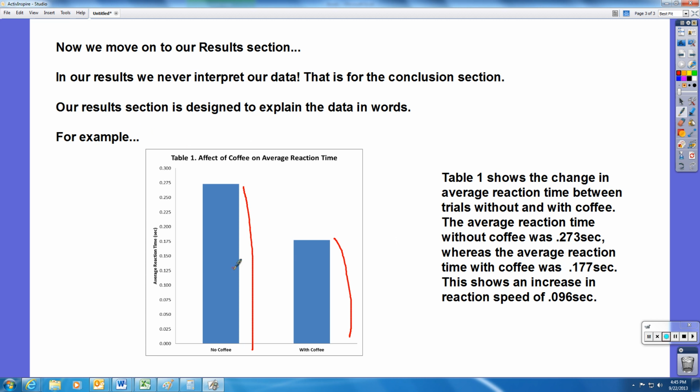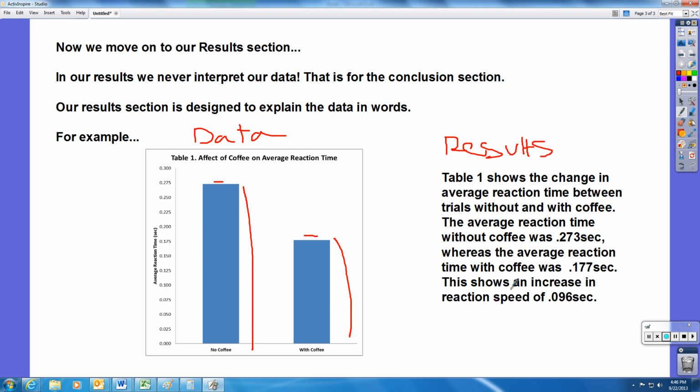So for example, we have our table, and then in our results section, so this is our data section, then in our results section, we would say table 1 shows the change in average reaction time between trials without and with coffee. The average reaction time without coffee was 0.273 seconds, whereas the average reaction time with coffee was 0.177 seconds. So we're stating what we see here. I'm using my words to say what this table is showing me.